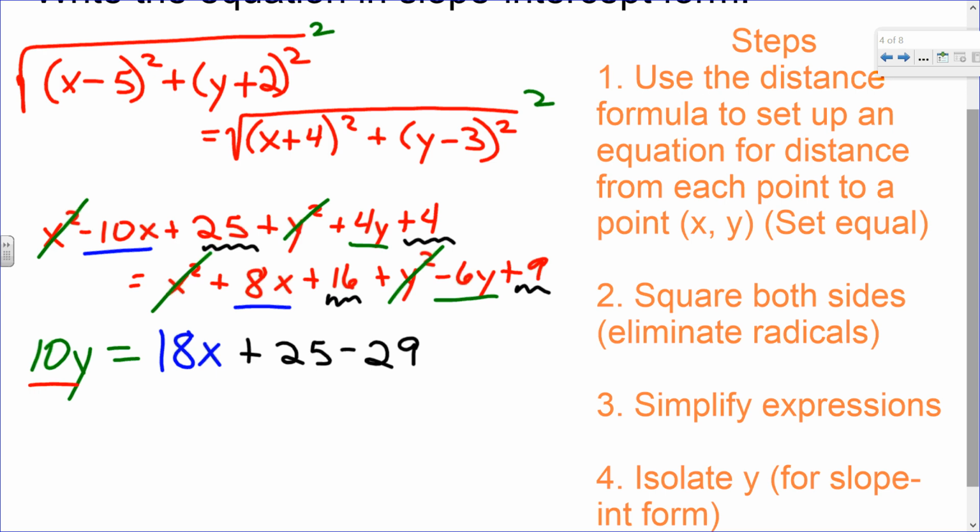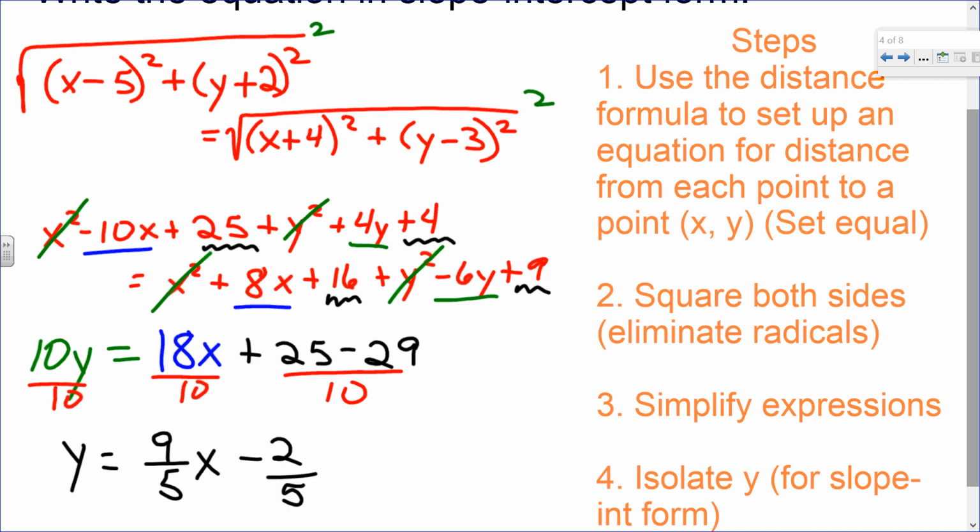And if I want to isolate y, I simply need to divide everything by 10. So my final equation becomes y equals 9/5 x. That was a minus 4, so minus 2/5. And how does that look? Are we good with that? That was the only hard part of today's lesson.